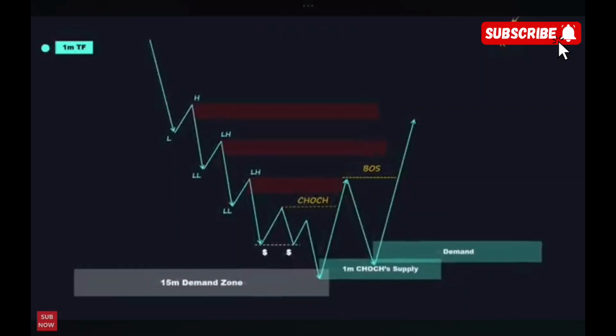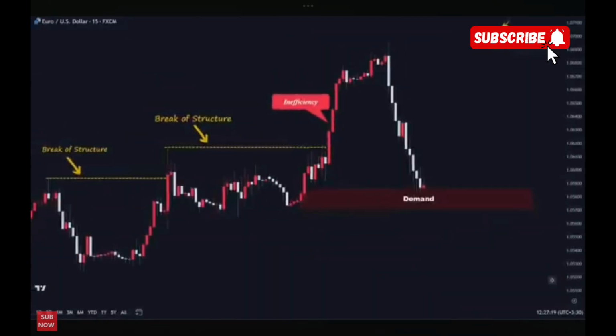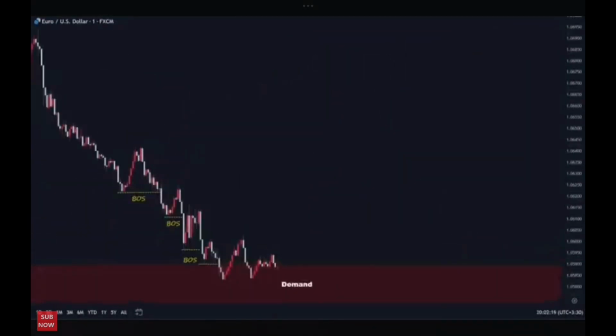A game-changer strategy that separates the winners from the rest. The Smart Money Concept's continuation entry model. How many times have you missed out on perfect trading opportunities due to unpredictable market behavior?